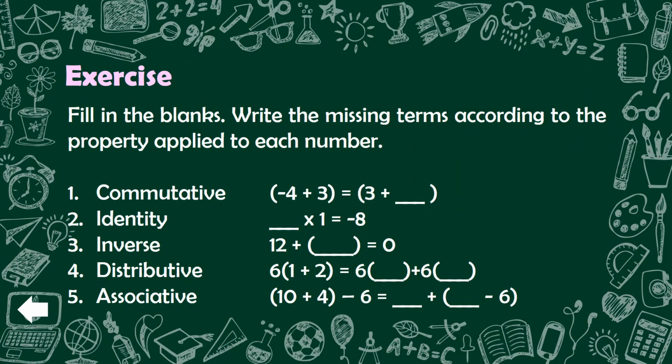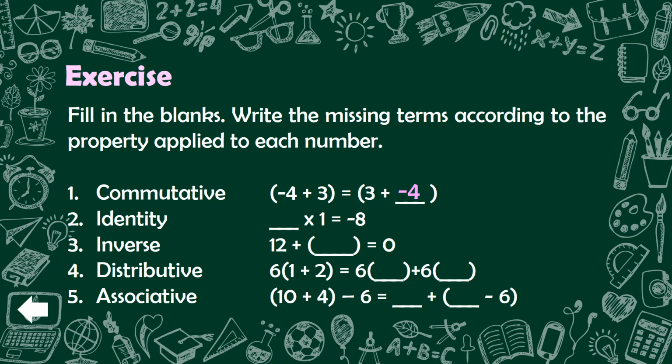Let's do this exercise. Fill in the blanks. Write the missing terms according to the property applied to each number. So in number 1, we have the commutative property. We have quantity negative 4 plus 3 is equal to quantity 3 plus, what is the answer? So commutative, pagpapalitin lang ang order. So if we have 3, the missing term is negative 4. Very good.